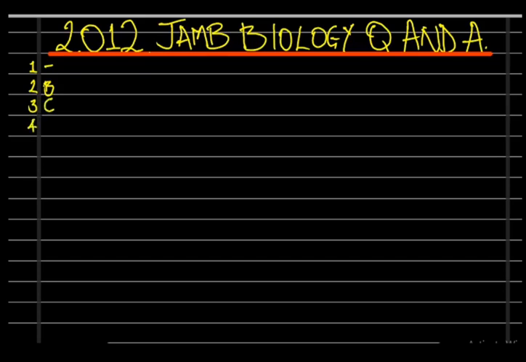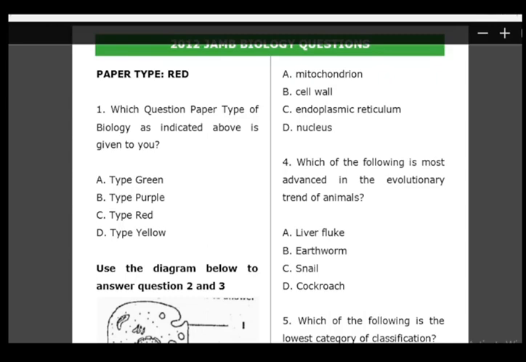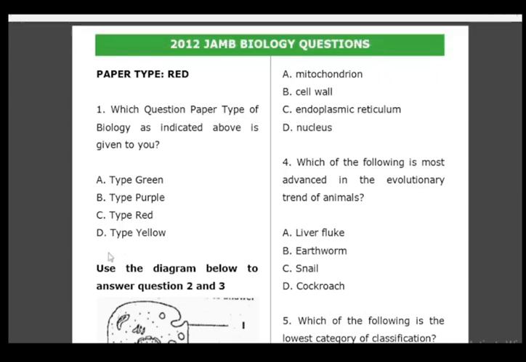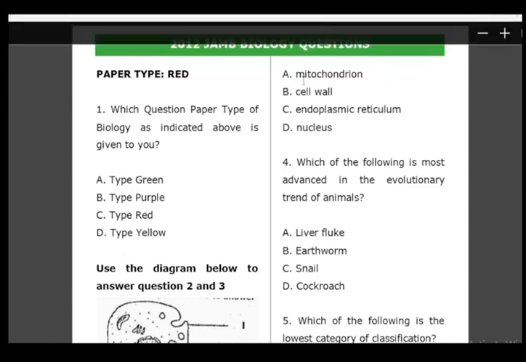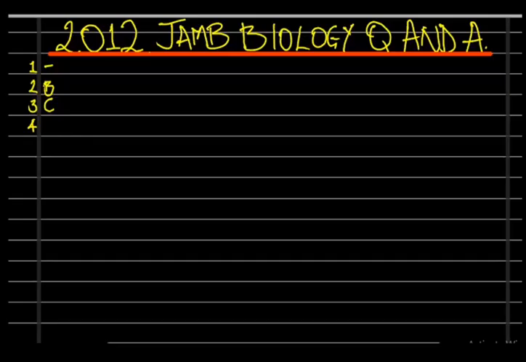So before we go to number 4, we quickly need to understand some things here. Now, we have just made mention of a couple of organelles, like the options that we have here: mitochondrion, the cell wall, the endoplasmic reticulum, the nucleus. These are cell organelles and they all have their functions. For example, we have the mitochondrion. Let me just give us a short note for that.